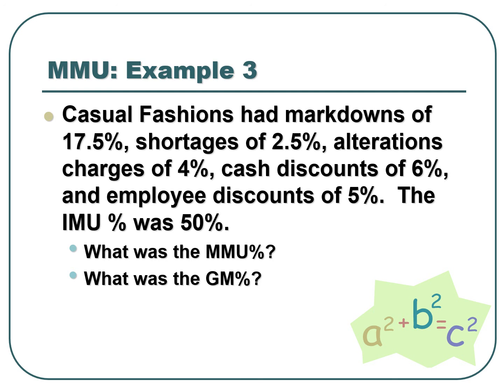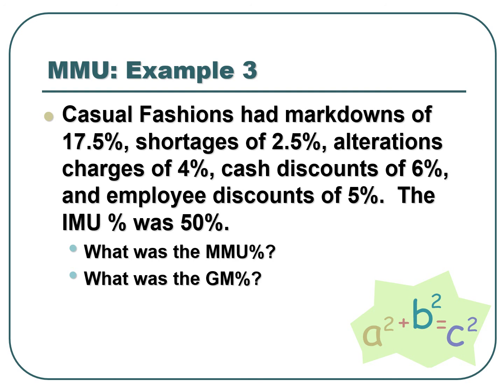Let's first calculate the MMU percent based on the IMU percent of 50% and all the components of the reductions that were given: markdowns, shortages, and employee discounts. Cash discounts are not part of reductions, right? We talked about it. Customer discounts are part of reductions, as part of the sales discounts portion of the reductions. But cash discounts are what the vendor gives to the retailer. It's not a retail reduction.